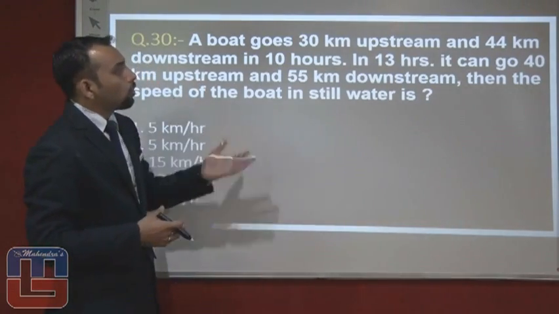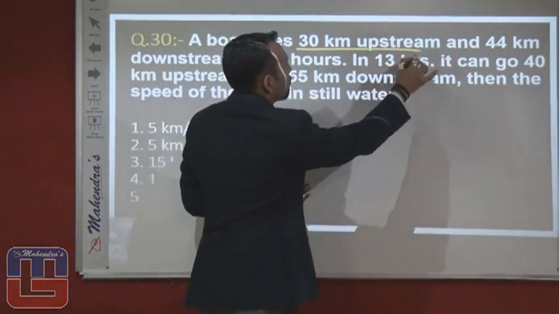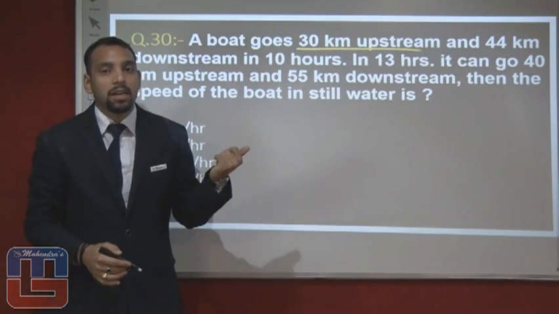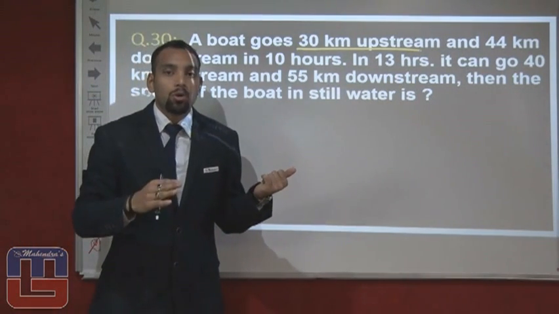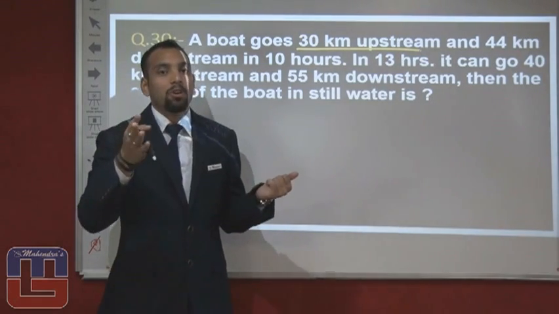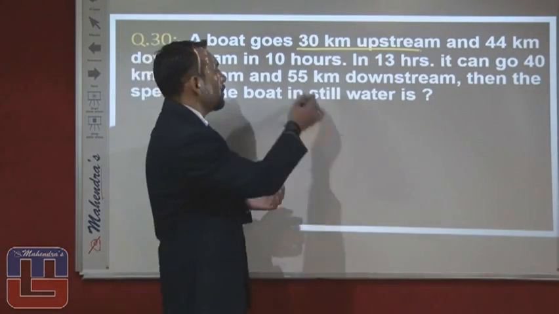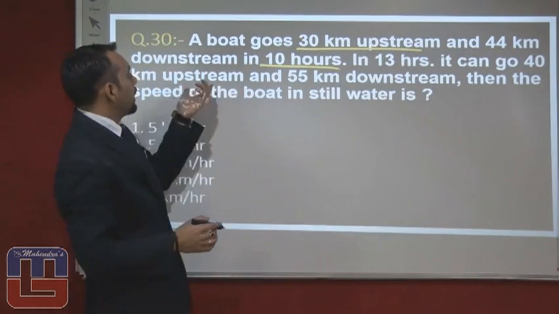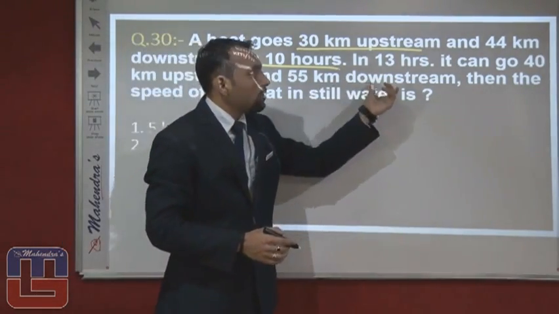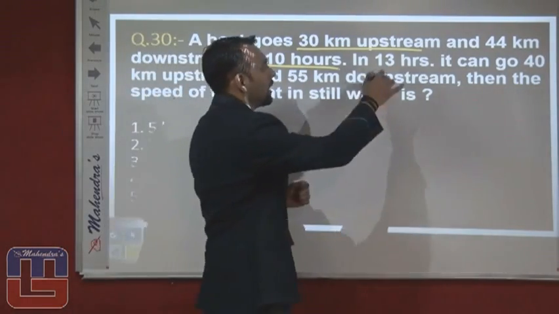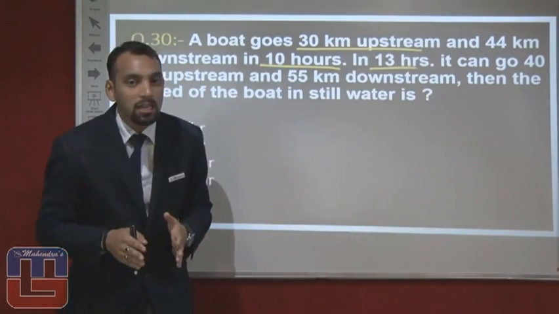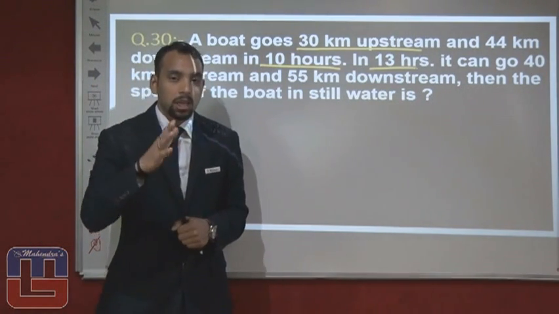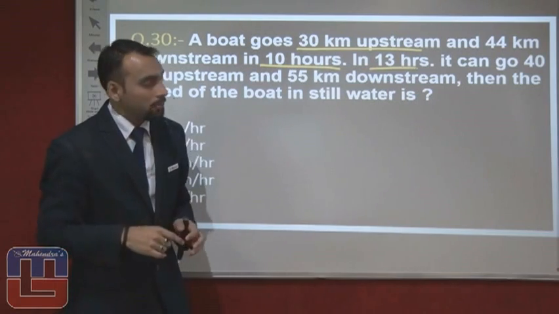Now, a boat goes 30 km upstream and 44 km downstream in 10 hours, which means the boat goes 30 km upstream and 44 km downstream. The total time is 10 hours. On the other hand, it can go 40 km upstream and 55 km downstream. The total time is 13 hours. The question is asking what is the speed of the boat in still water. Now, what does the traditional method say?